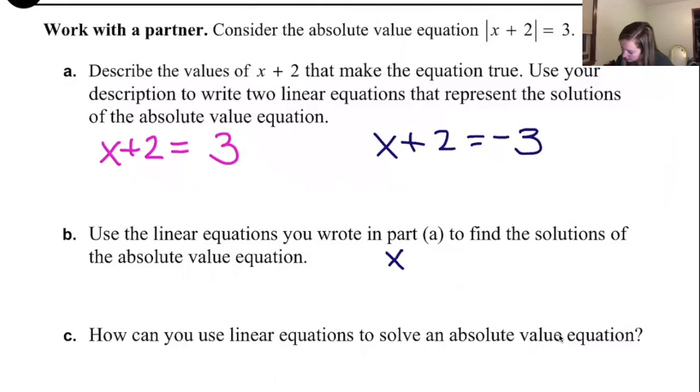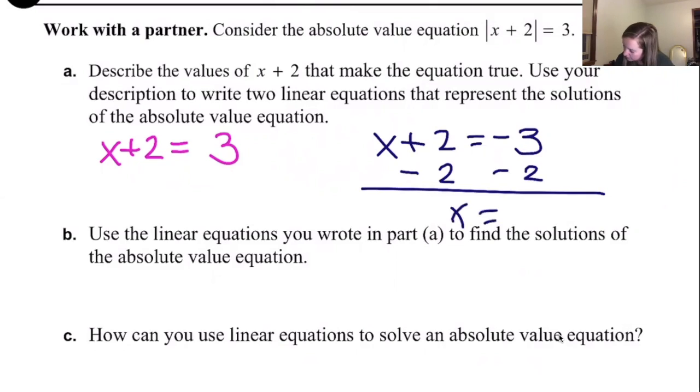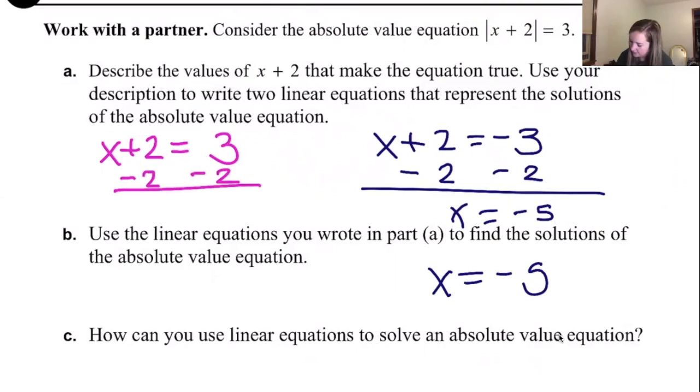So we have x + 2. Actually, we're just going to use that same equation. So I'm going to subtract 2 from both sides. And I get x = -5. So that's our first solution. And then the second one, I'm going to subtract 2 from both sides. And I get x = 1.